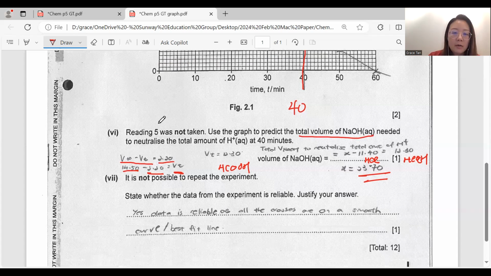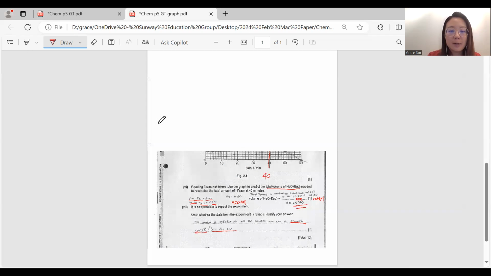Now last, it is not possible to repeat the experiment. State whether the data from the experiment is reliable and justify your answer. For me, I said yes, the data is reliable as all the values are on the smooth curve or on the best fit line. Try to use best fit line, but I also put the other version called smooth curve. It's all falling on my smooth curve, as you can see.